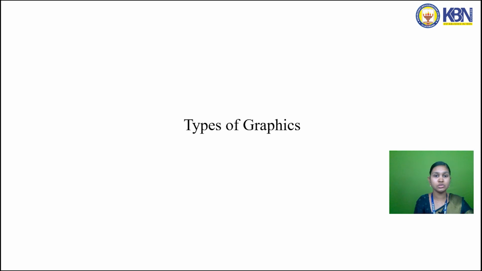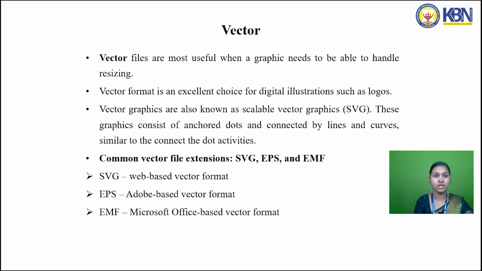Now, coming to types of graphics. There are two types of graphics. One is vector, another is raster. Previously we discussed that an image is converted into dots, lines and curves. Here, vector means it consists of anchored dots. They are connected by lines and curves, similar to connect-the-dots activities.